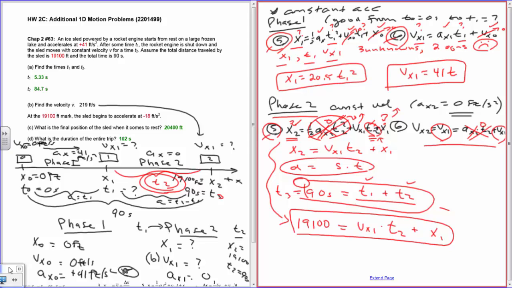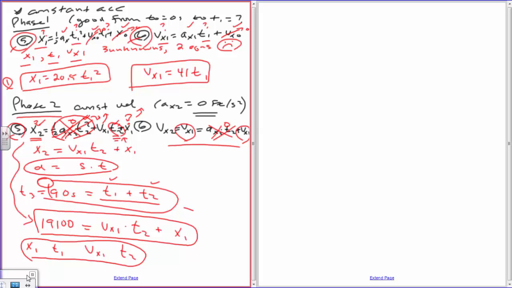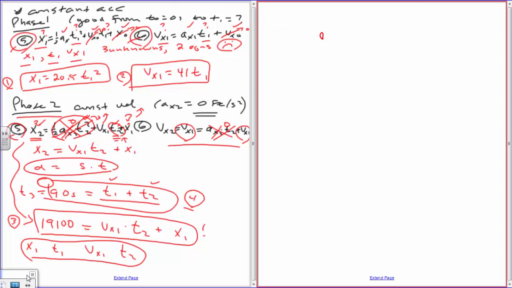So we've got four equations, and let's just list out the unknowns. Those are our four unknowns. Those are everything that they asked us to solve for, and we have four equations to solve them. Let's call this equation 1, equation 2, equation 3, equation 4. Let's start with this one: 90 equals T1 plus T2. That's really easy to work with.